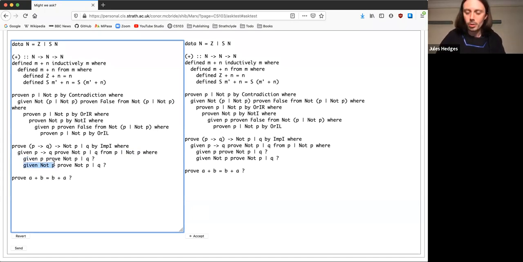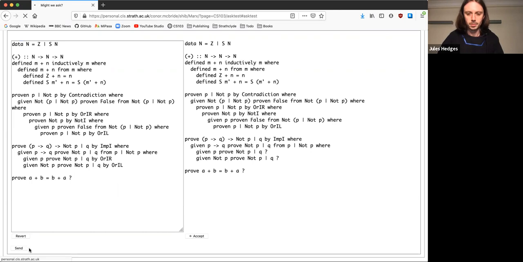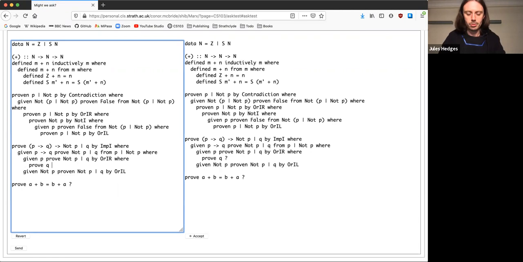I will just quickly finish this proof for you. In the second branch, we're given not P, and we want to prove not P or Q. This is easy. I can do it by or introduction on the left. And in the first branch, we're given P, but we also have a P implies Q sitting around. So I can try to prove Q. I'm going to say by or introduction on the right to say that I want to try to prove Q. And then I can say prove Q from P implies Q to complete that proof.